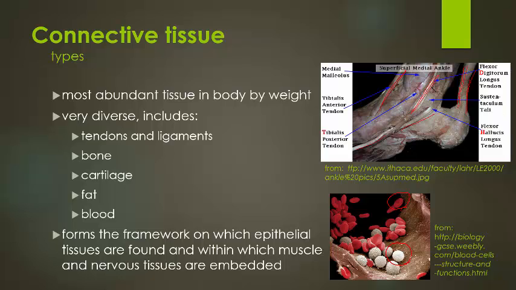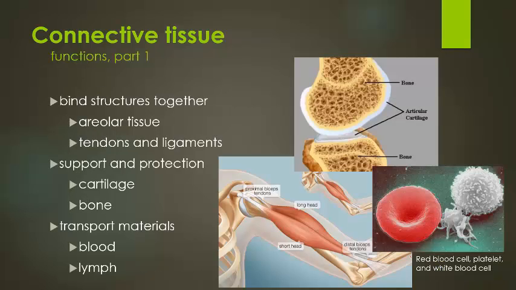So connective tissues form the framework on which epithelial tissues are found, and within which the muscle and nervous tissues are embedded. So connective tissues are just all over the body. So what are some of the functions of connective tissues? Well, there is directly that connecting function, so binding two or more structures together, and areolar tissue and the dense regular connective tissues, those are the tendons and ligaments, are some examples of the binding together, and support and protection, certainly.